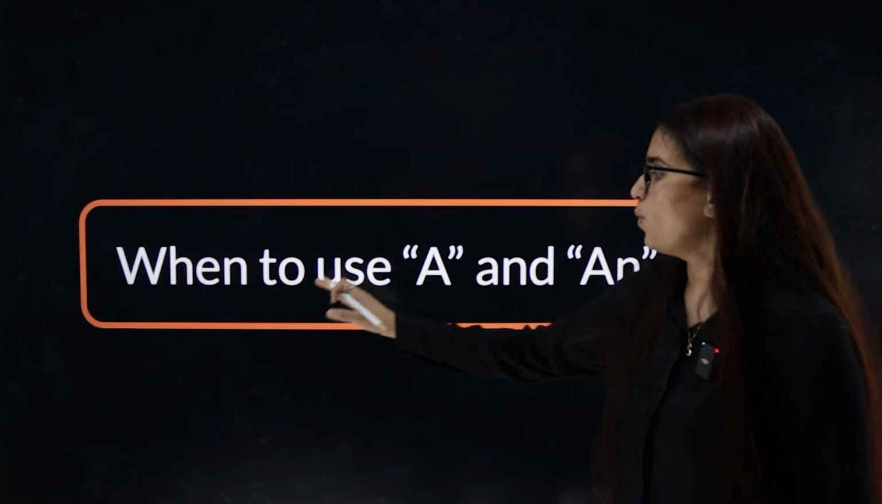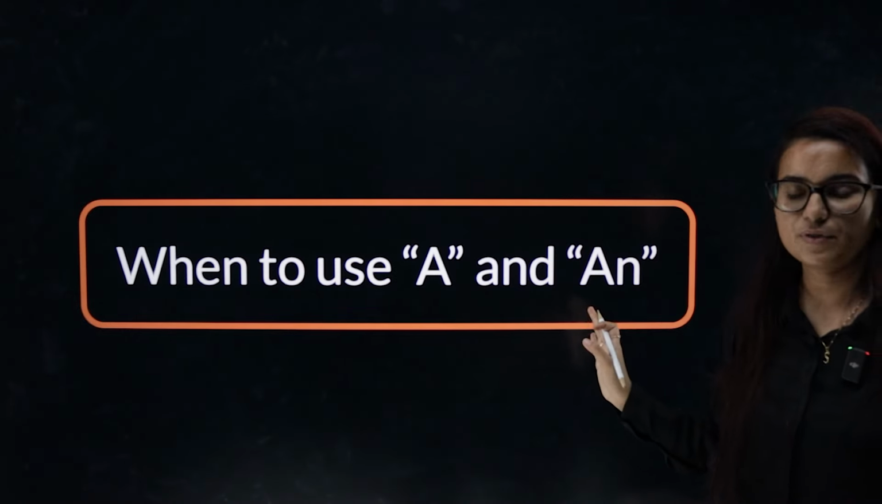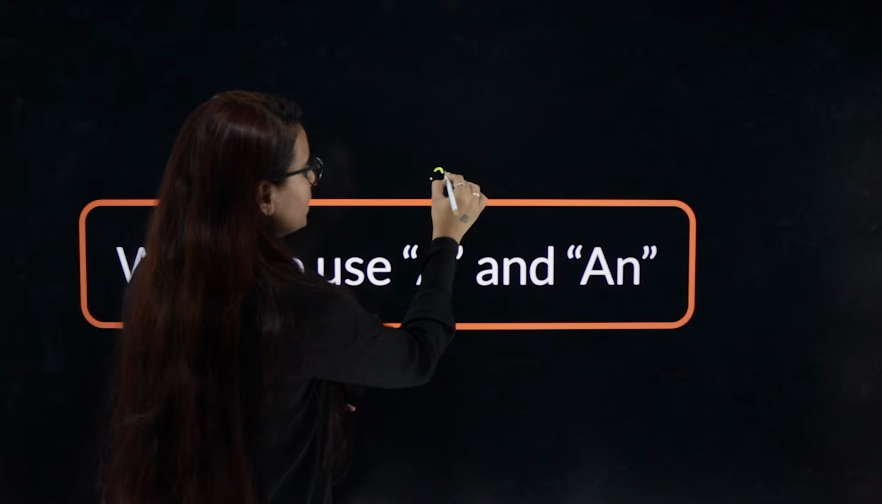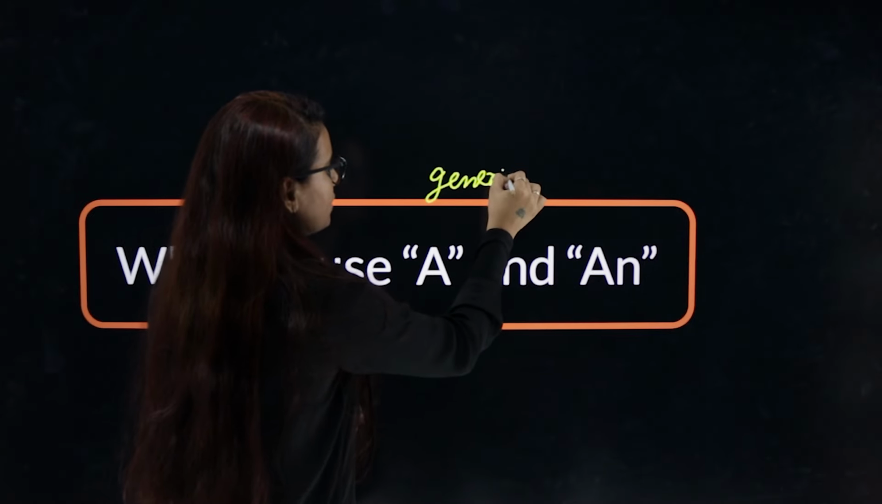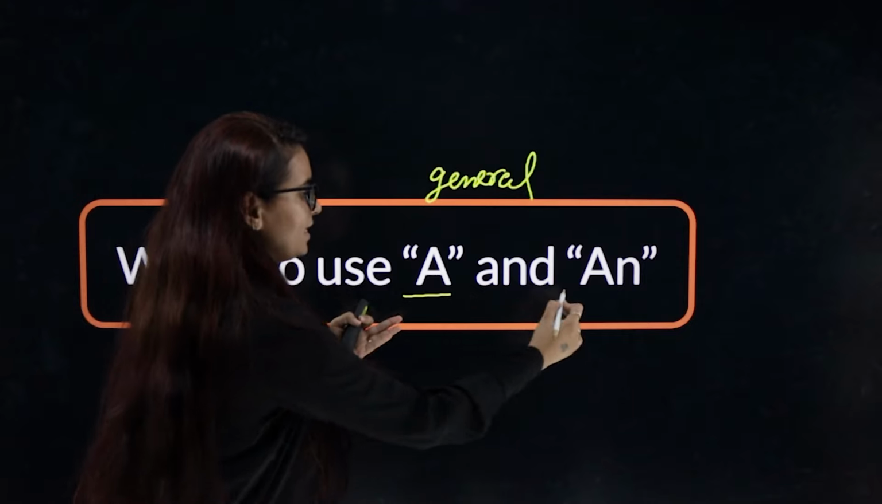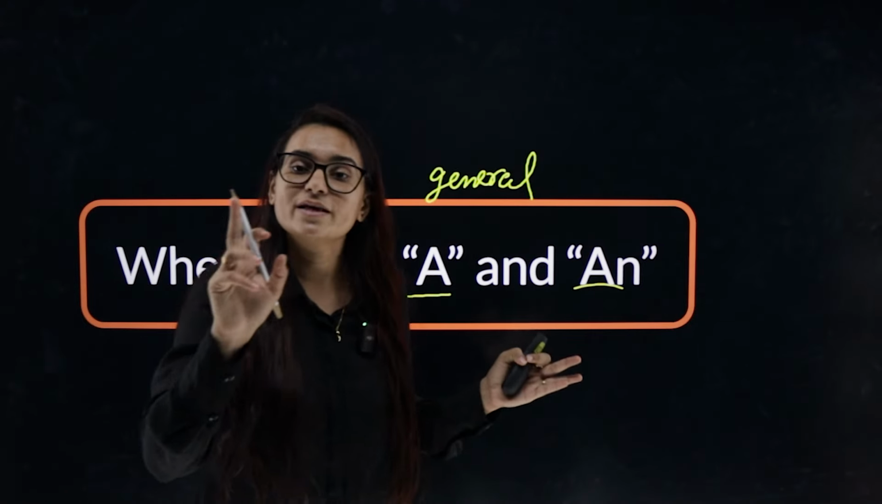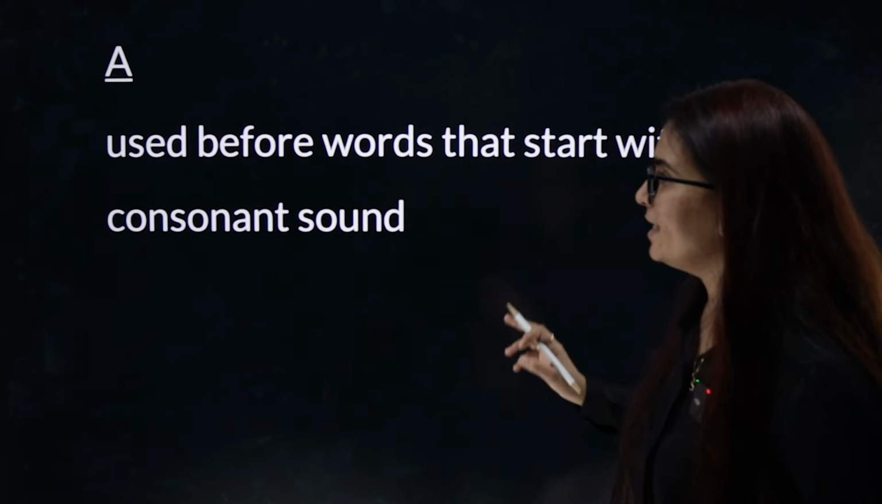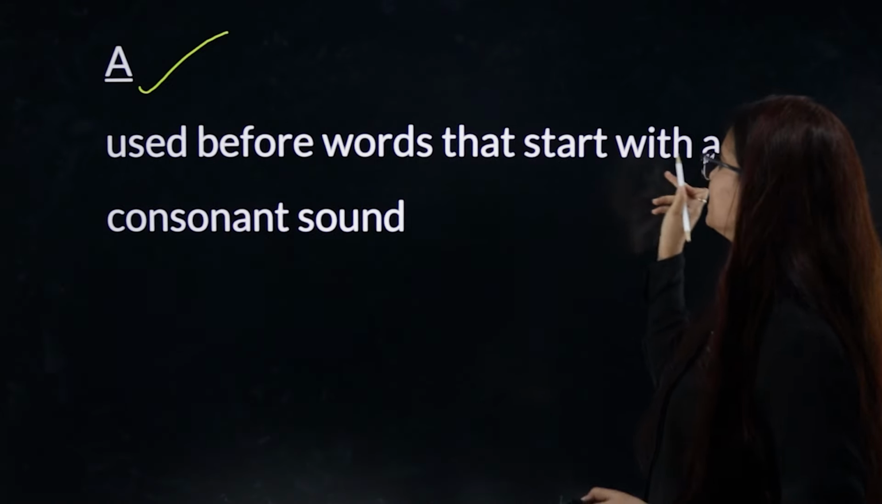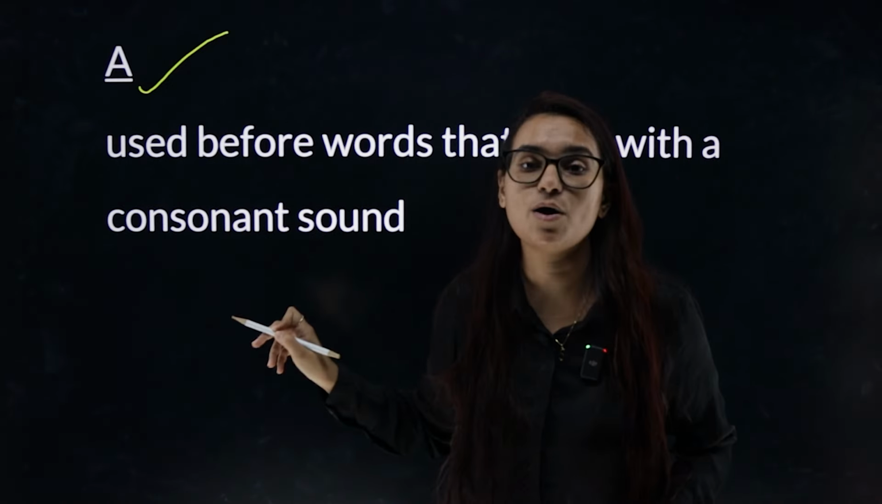Next, we have when to use a and an. As I already mentioned, a and an tell you whether the noun is general. So how do I differentiate? Can I use a and an anytime I want? No. There are rules that you have to follow. Let's understand the use of a. A is used before words that start with a consonant sound.